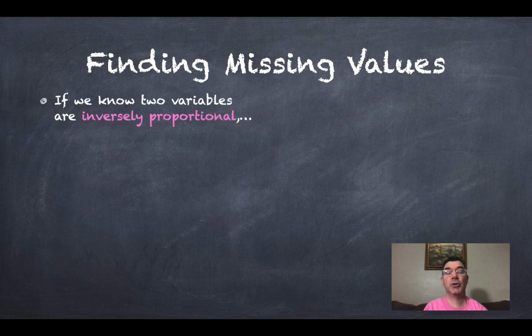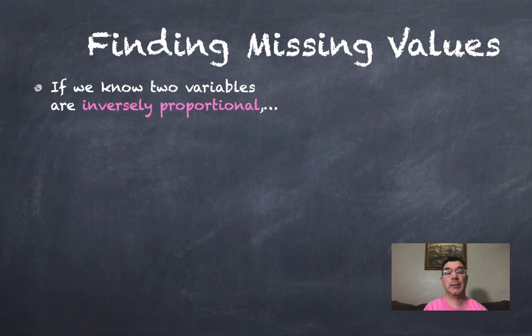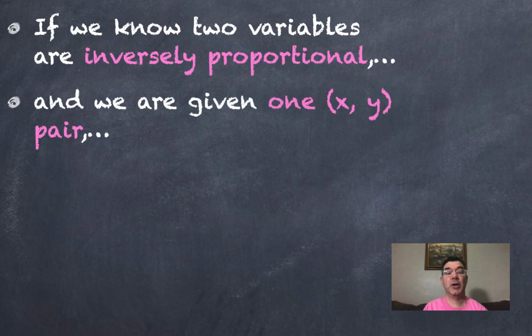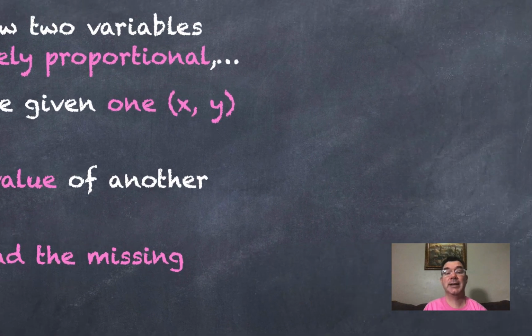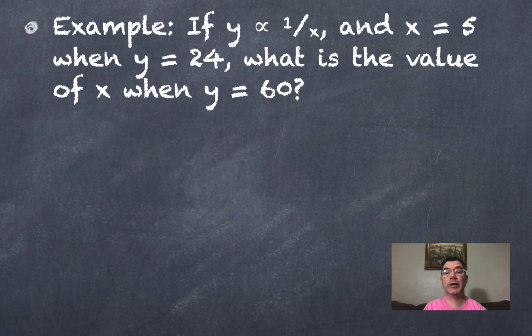Okay, we can also use this type of relationship to find missing values as long as we set it up correctly. So if I know that two variables are inversely proportional, and I know one of the x-y pairs, and I know one value from another pair, I can find that missing value just like we did with direct variation. We're just setting it up differently.